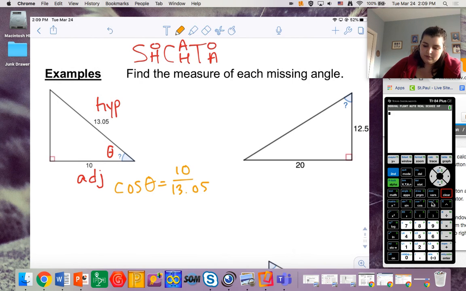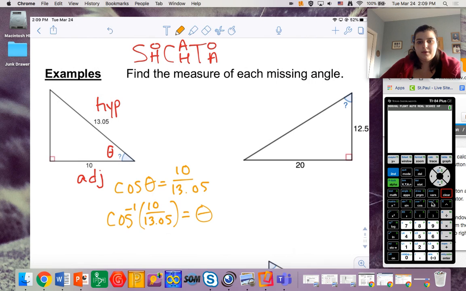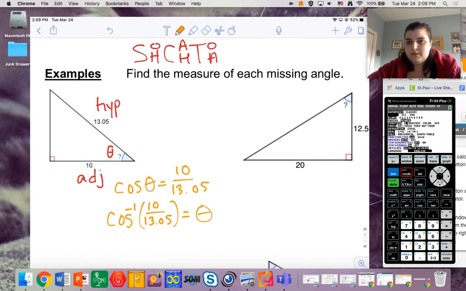Now I need to use cosine inverse. So cosine inverse of 10 over 13.05 is equal to theta. So the calculator, here's what it looks like. I need to check the mode. Mine's in degrees, yours is probably in radians if you haven't just left it open. So cosine inverse of 10 over 13.05. That should work without the parentheses, but just in case I'm going to put them in.